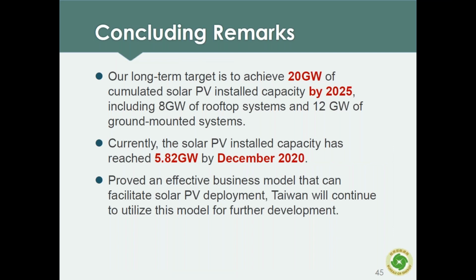And this is my concluding remarks. Our long-term target is to achieve 20 gigawatt of cumulated solar PV installed capacity by 2025, including 8 gigawatt of rooftop systems and 12 gigawatt of ground-mounted systems. Currently, the solar PV installed capacity has reached 5.8 gigawatt by December 2020. Proven an effective business model that can facilitate solar PV deployment, Taiwan will continue to use this model for further development.